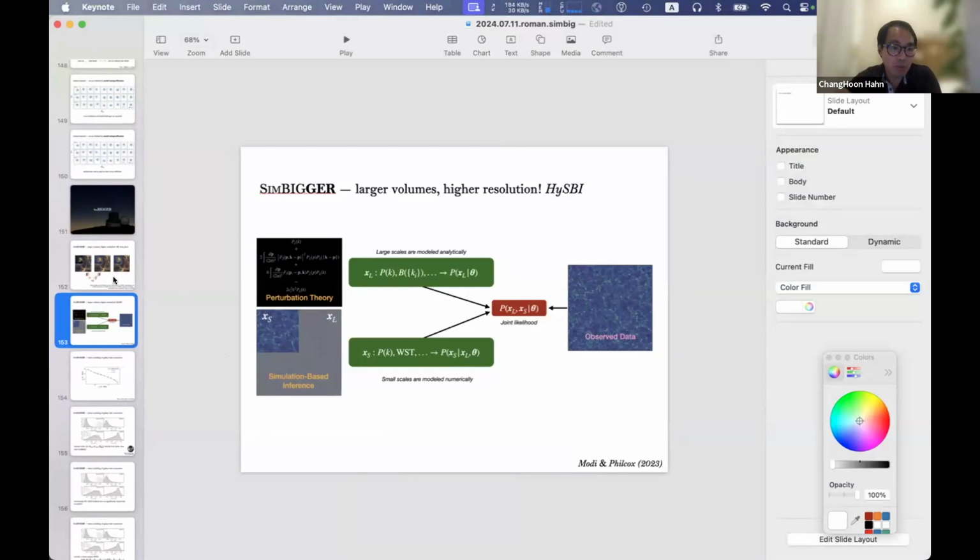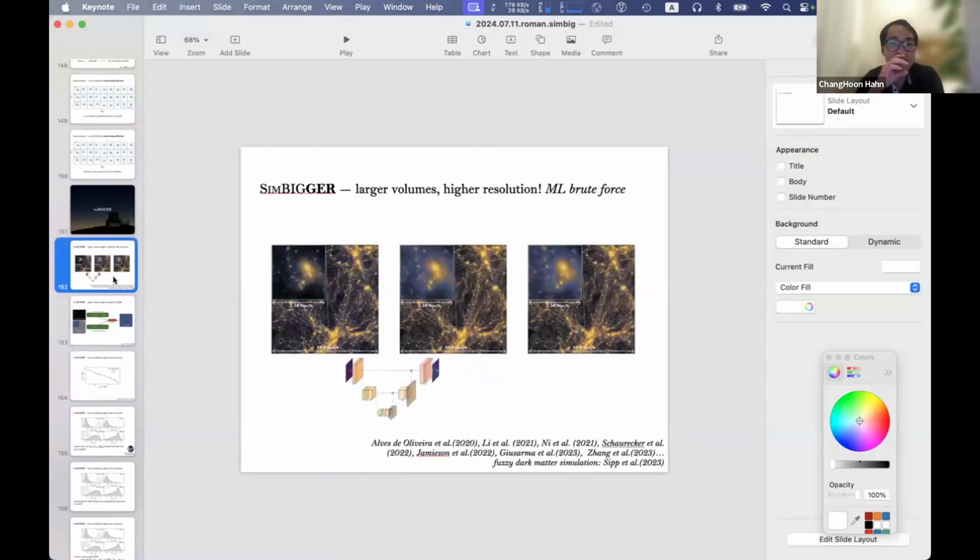Another approach that we're exploring is, instead of running full simulations at the larger volumes and the higher resolution, to use emulation approaches that have now been demonstrated to be effective at accurately reproducing small scales. So you would train on lower resolution, cheaper simulations, run them through an emulator, and that will output an emulated version of the high resolution large volume boxes.